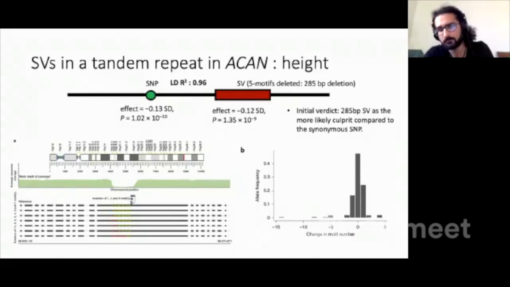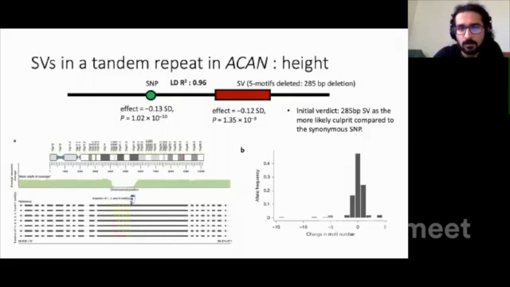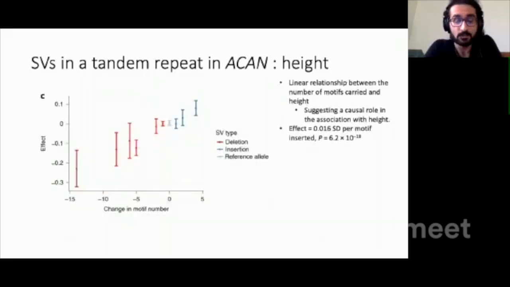And the allele frequencies follow. Again, most of them were no change at all compared to the reference, but quite a lot of individuals also had several different repeat motifs inserted or deleted. The most extreme forms we found were an insertion of 4 motifs all the way down to a deletion of 14 motifs.